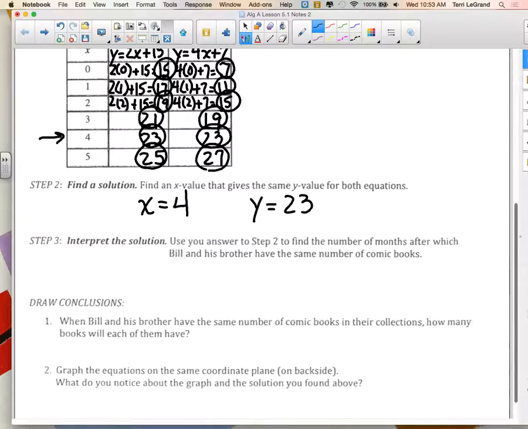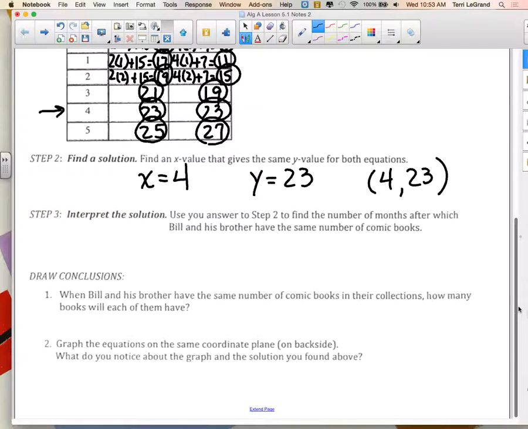Ordered pair (4, 23), wouldn't they? This is really ordered pair (4, 23) on a graph. That's where the two lines should intersect. That's where they should meet. It should be the only point they share in common. So now let's interpret that. What does that tell us?